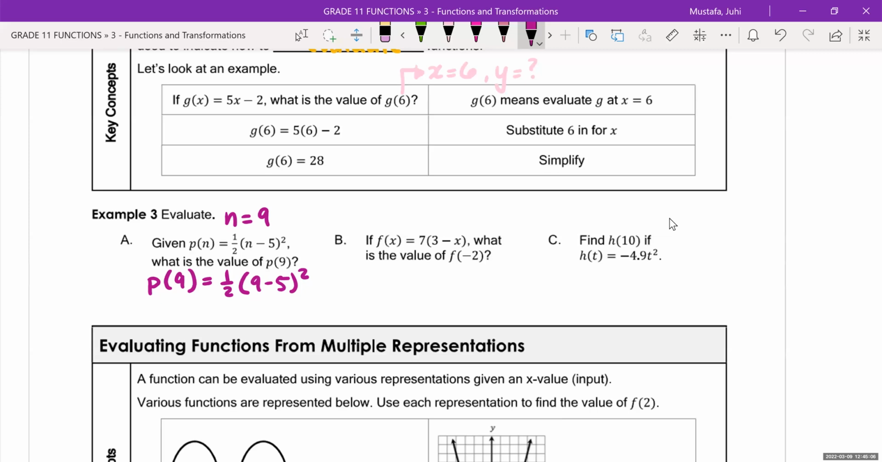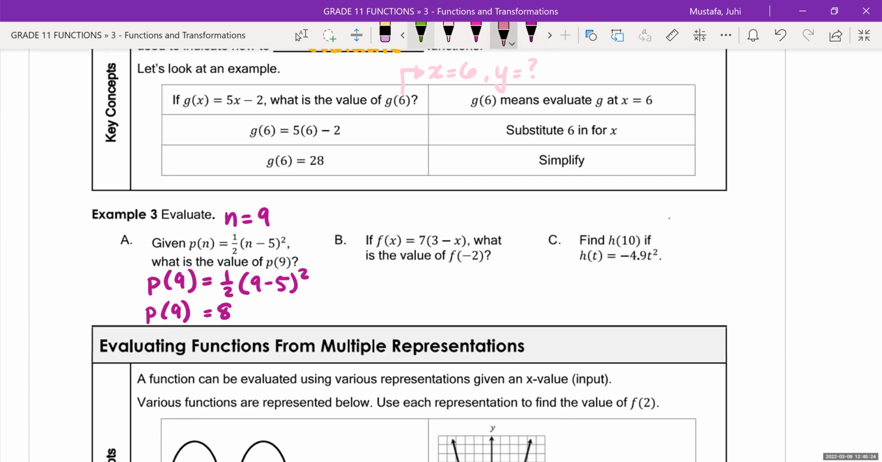Okay, to solve this, n minus 5 is 4, 4 squared is 16, half of 16 is just going to be 8. So P of 9 equals 8. You guys notice that the math is still what we did in grade 9 and 10? Nothing changes, just notation.